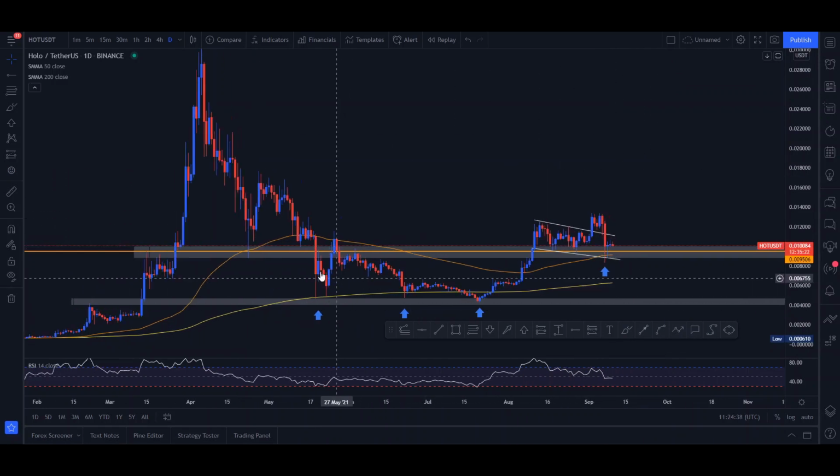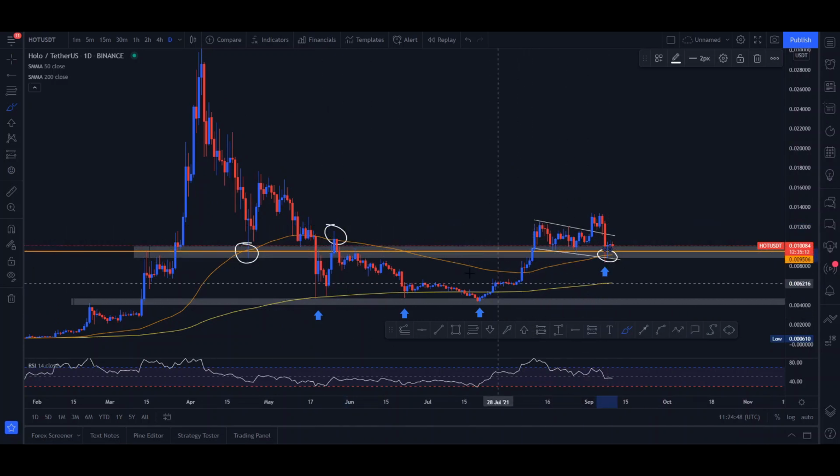Also, we can see that the 50-period moving average acted as a support right here. In the past it acted as a resistance right here and is currently acting as a level of support. So what happens when it's support? The price is moving up. What happens when it's resistance? The price is moving down. And when it's support again, we expect the price to move back up again.